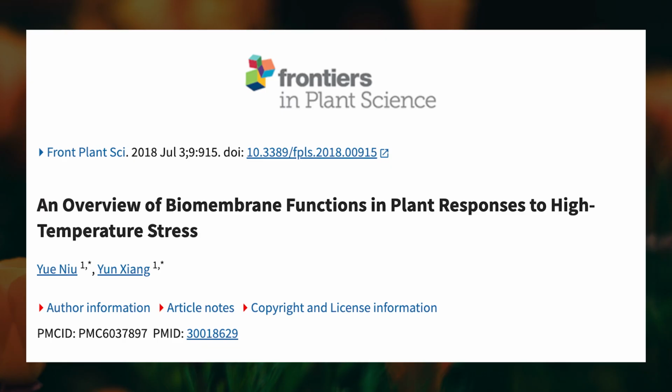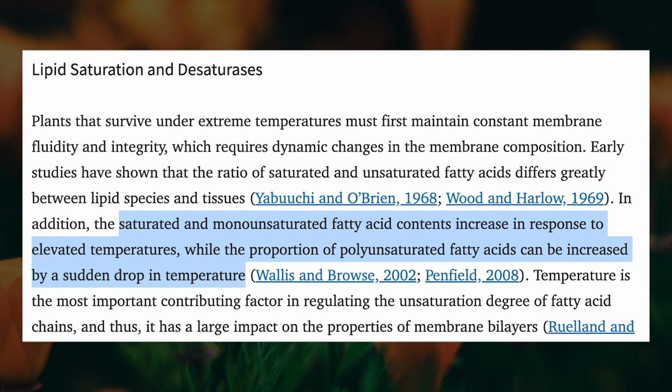Conversely, in the lower latitude regions where it's hot year round, plants tend to produce more saturated fats that make up their cell membranes. And the function of that is to prevent water loss in hot and dry environments, especially environments where they need to preserve water.